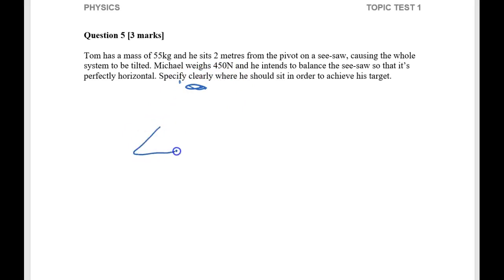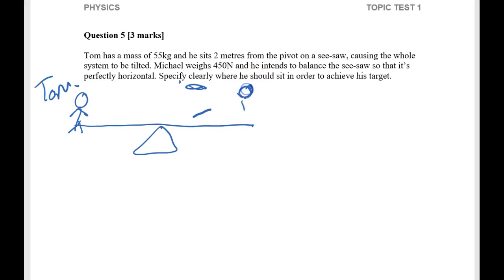So perhaps number one you can do is that you have a pivot for a seesaw, and Tom is on one side, so this is perhaps Tom. So let me write down Tom, and you have one more guy over here, Mr. Michael. It's getting more and more difficult to write for unknown reason.